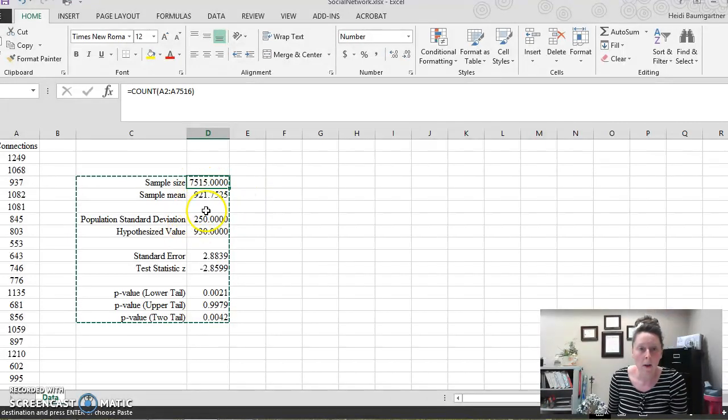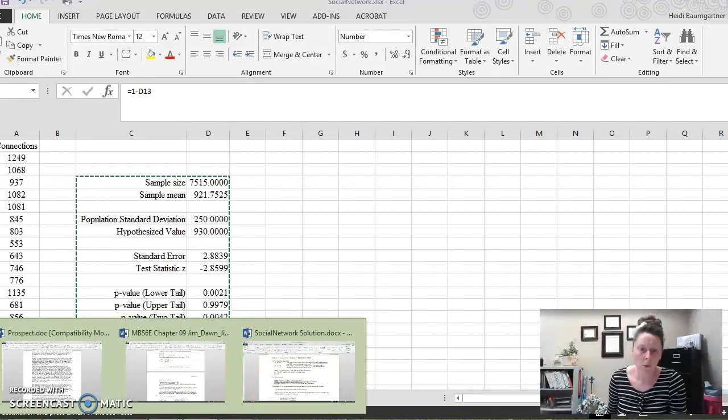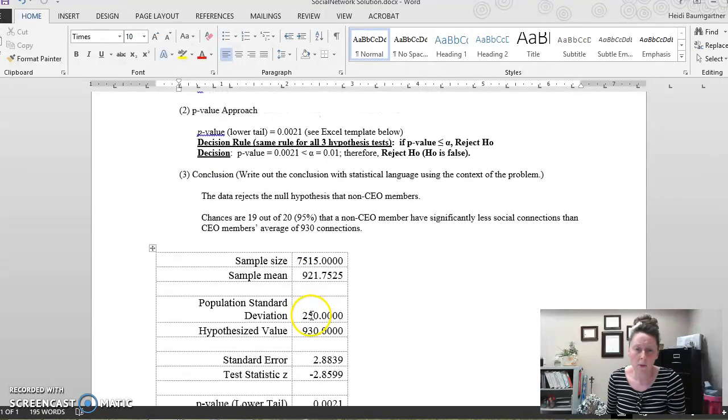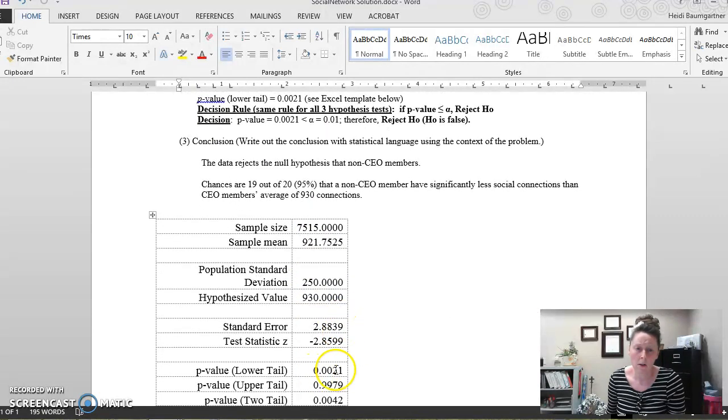But here's the Excel file that has all the data. You're entering the population standard deviation, and you're entering the hypothesized value of 930. Both of these are pulled from the problem, and the rest of it is calculated for you based on the formulas that you have already entered. So again, for the p-value, we're going to switch this back over to the Word document. Your p-value is just copied and pasted from Excel.